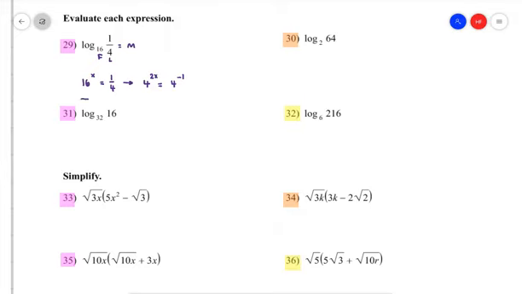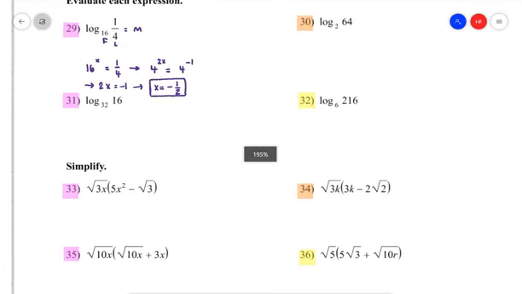So then I would say 2x equals negative 1, which means x equals negative 1/2. So I'm going to do that again. We've got log base 32 of 16. We want to know what it equals. So let's say it equals x. That's my first, my last, and my middle.